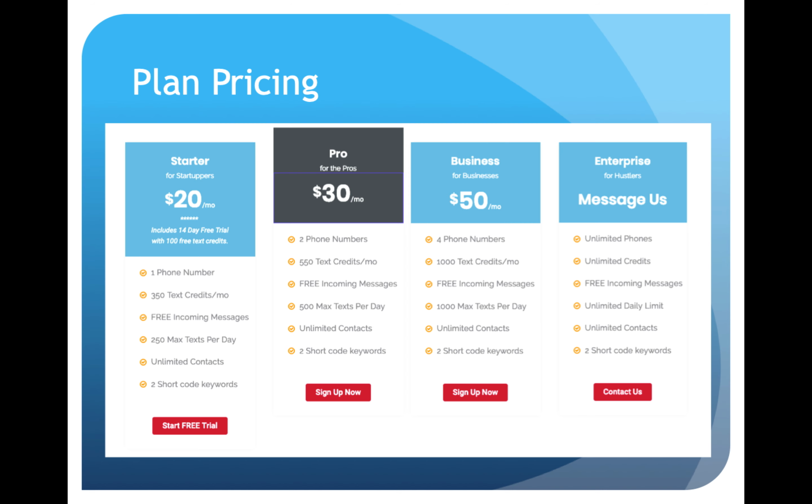Now, let's say you want to upgrade to the Pro plan instead. That gives you 2 virtual phone numbers, and you can send a maximum of 500 texts per day. And you also get more monthly credits. You get 550 monthly credits. And then our business plan gives you 4 virtual phone numbers and 1,000 credits a month, and you get 1,000 credits maximum per day. Okay, and then we have enterprise plans. Like if you want 2,000, 3,000, 5,000, 10,000, we can set you up with one of our enterprise plans.